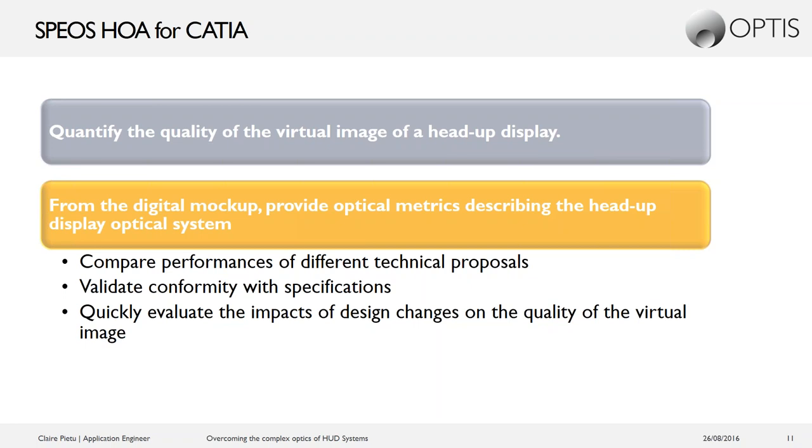So it's good to compare performances of different technical proposals, validate conformity with specifications, and evaluate the impact of design changes on the quality of the image. For example, if you decide to change the angle, or if you have other constraints for the packaging and you have to move the mirrors, how is that going to affect the whole system?